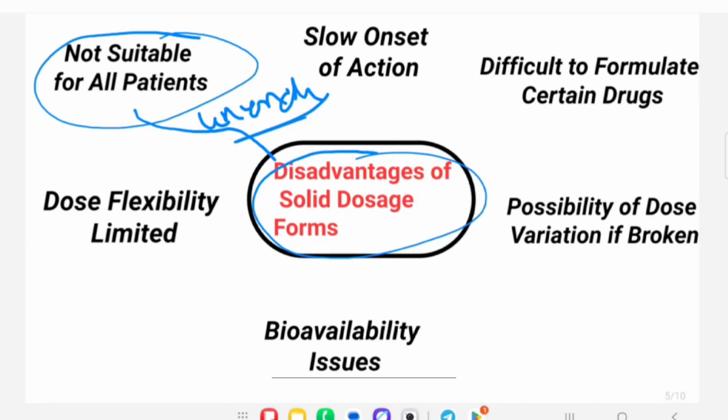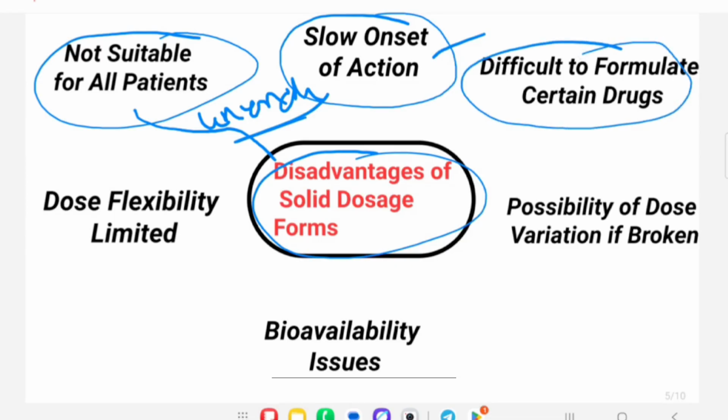Then compared to injectables, the onset of action, meaning the effect produced by the drug on the body, is very slow. Then difficult to formulate certain drugs: we cannot formulate all categories of drugs in the form of solid dosage forms, because of stability issues or some other problem, we cannot formulate all the drug candidates in solid dosage form.